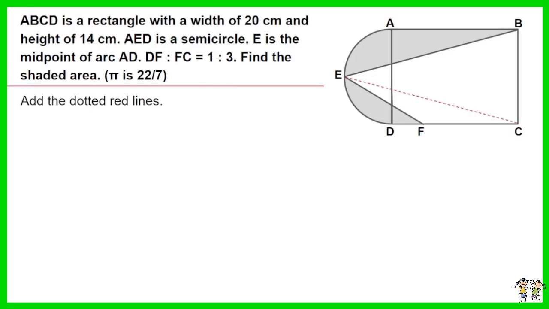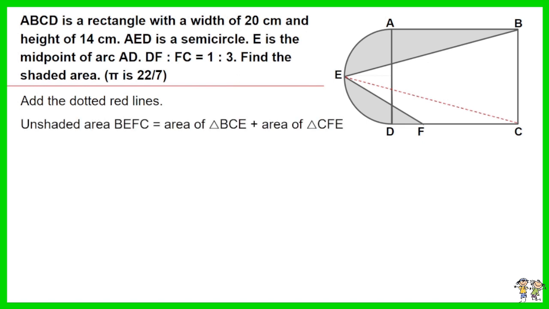Add the dotted red lines. Unshaded area BEFC equals area of triangle BCE plus area of triangle CFE. Area of triangle BCE equals half times 14 times 27. Area of triangle CFE equals half times 15 times 7. Solve the equation. The unshaded area BEFC equals 241.5 centimeters square.